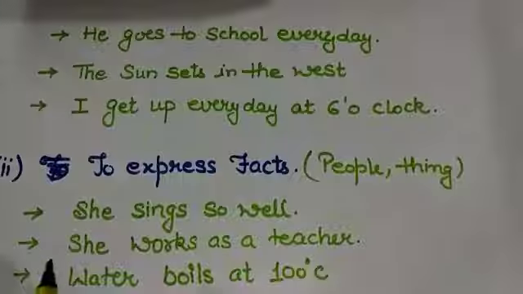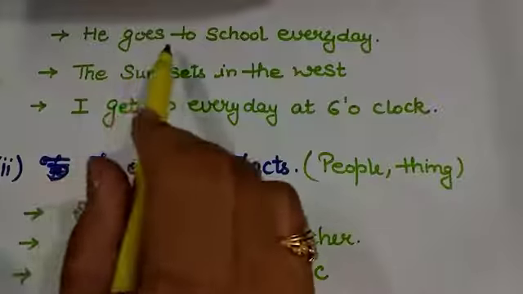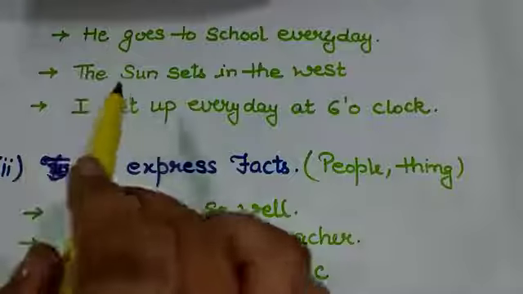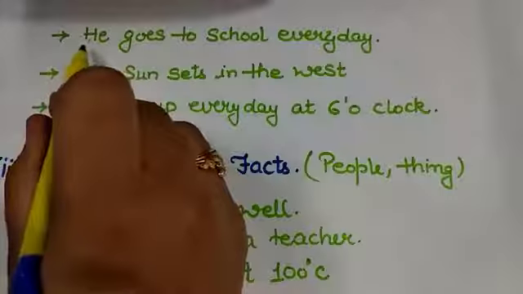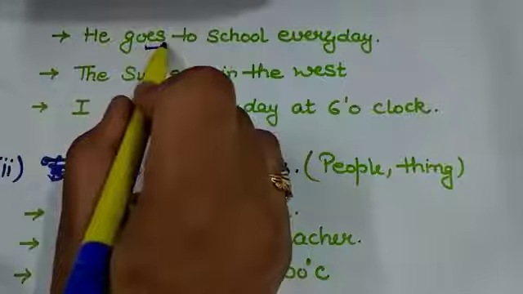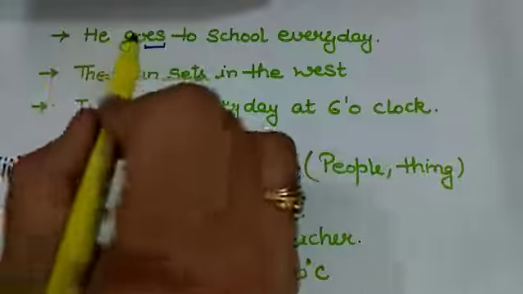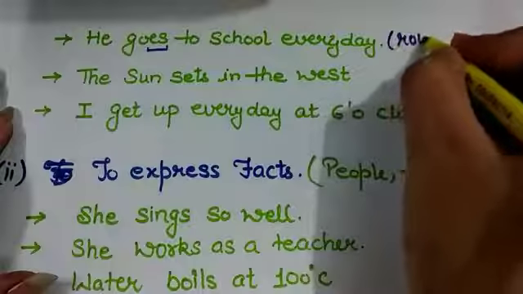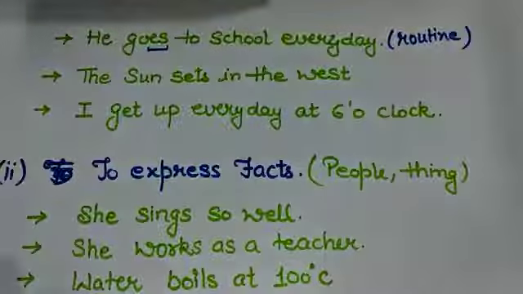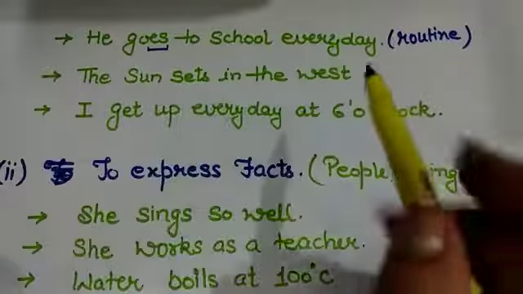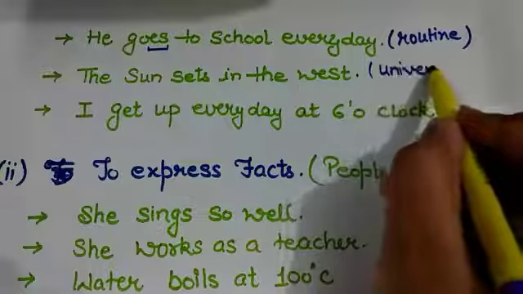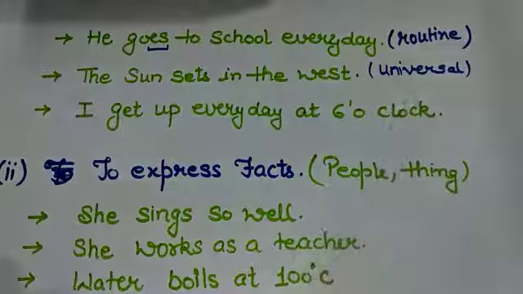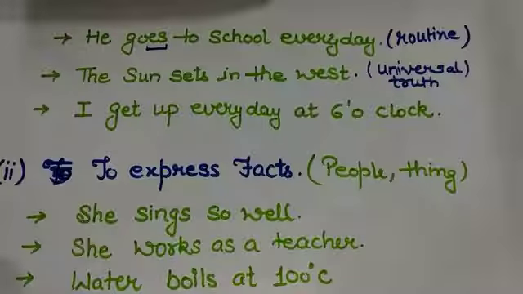Here are a few examples I have written. See, he goes to school every day. It's a routine action and the boy is doing it regularly. Here I have used the subject he and I have used the es form with the verb go. So, he goes to school every day is representing a routine action. So, I have used simple present tense. Now see, the sun sets in the west. It's a universal truth that every evening, the sun sets in the west. So, we used simple present tense here.